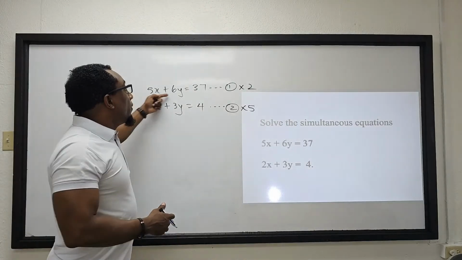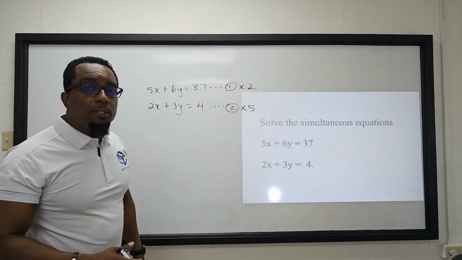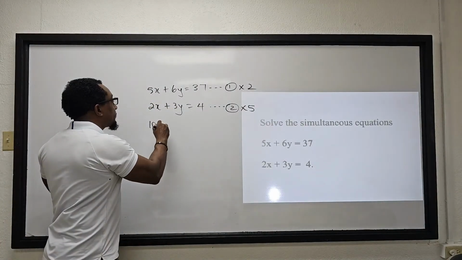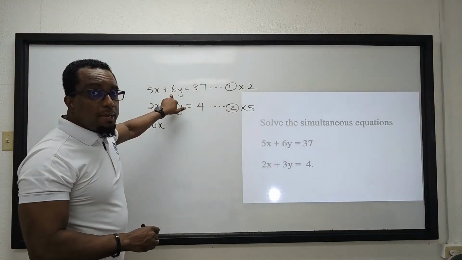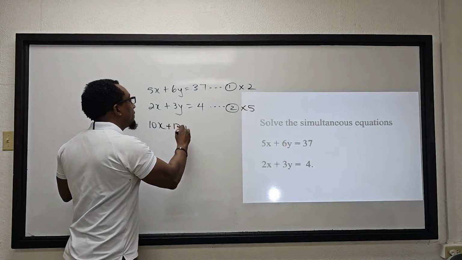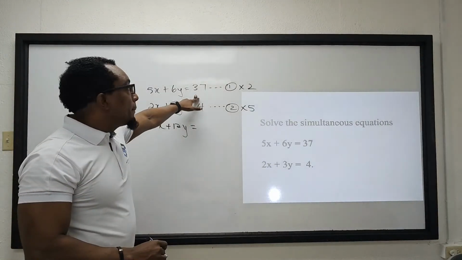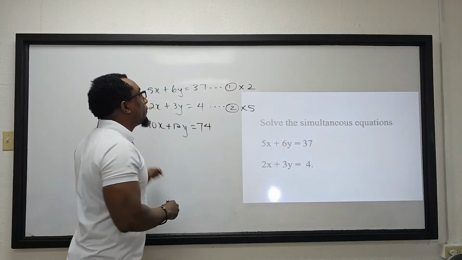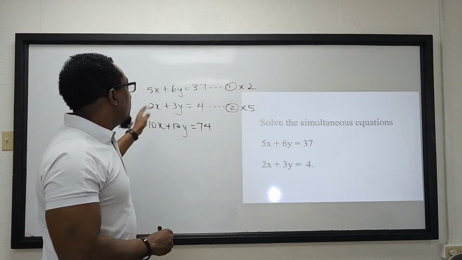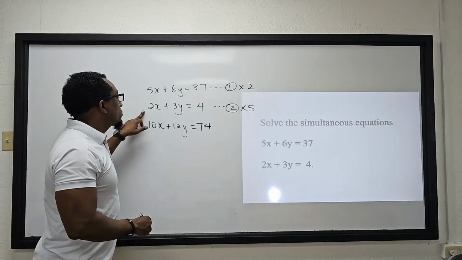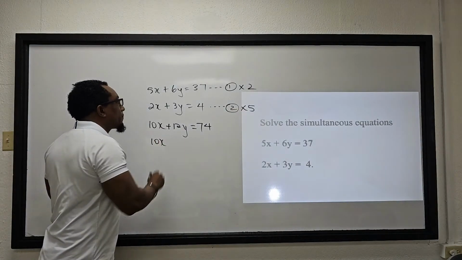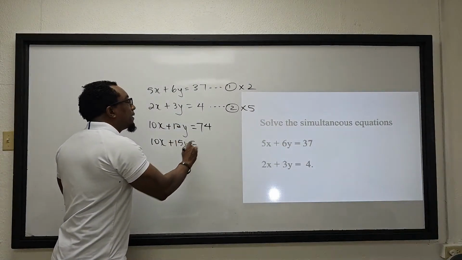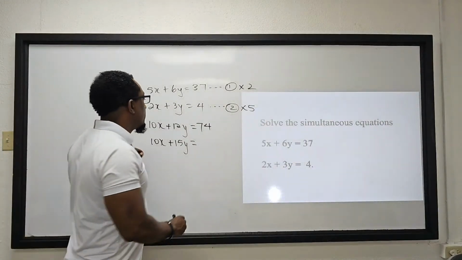So let me multiply all the terms in equation 1 by 2. So 5x by 2 will give me 10x, plus 6y by 2 is plus 12y. And 37 by 2, that will give me 7 2 14, 74. Yeah? And let me multiply equation 2 by 5. This is 2x by 5, which is 10x, plus 3y by 5 is plus 15y, is equal to 4 by 5, which is 20.